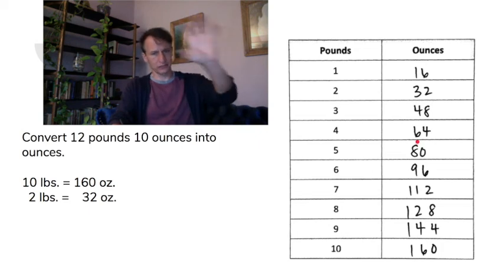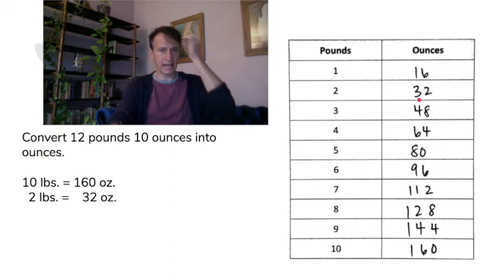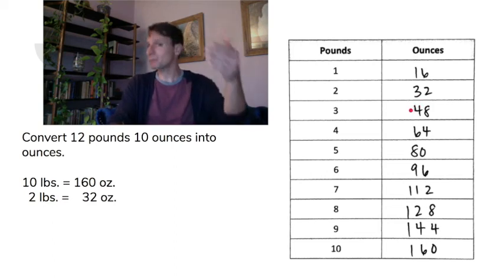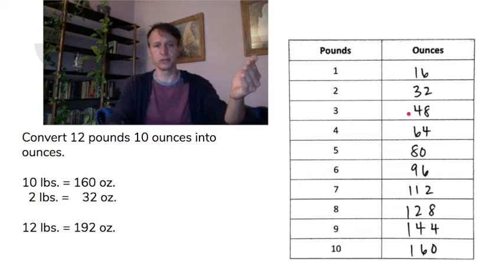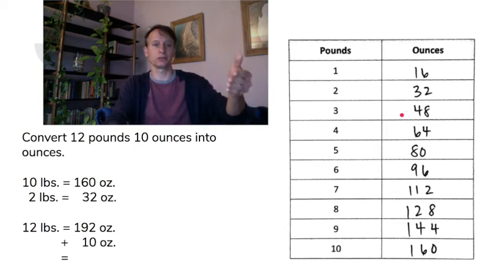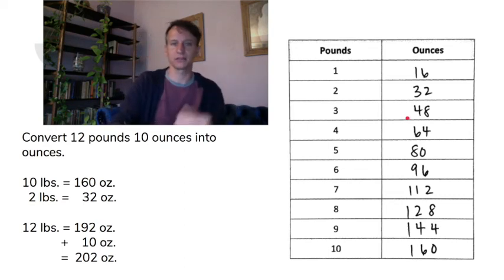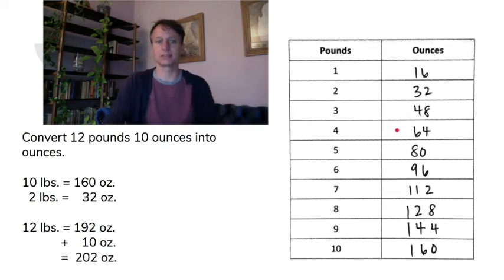Because the 10 pounds is the easy one, right? Because it's just a times 10 slide there. So 160 ounces. The other 2 is just 16 doubled, 32. Can I add 160 and 32, either on paper or in my head? 192, okay. And then I have those other 10 ounces. 202, right? Add those up, 202 ounces. So 12 pounds, 10 ounces is 202 ounces.